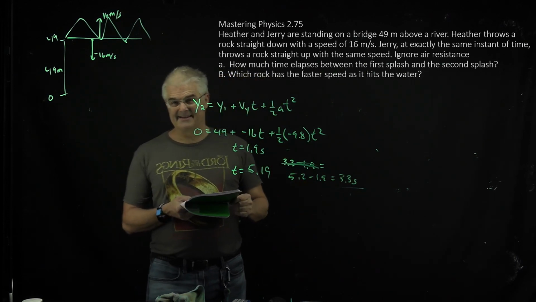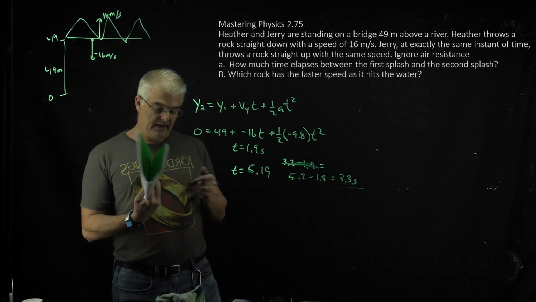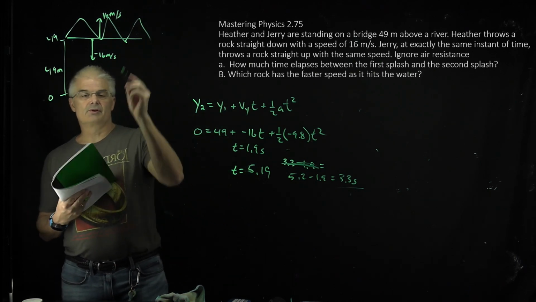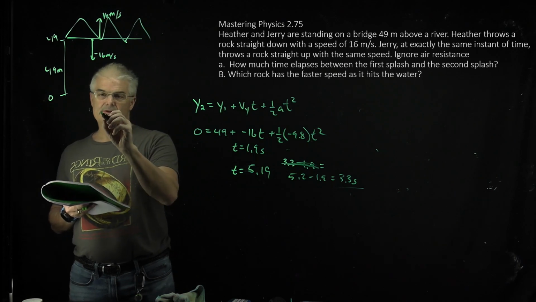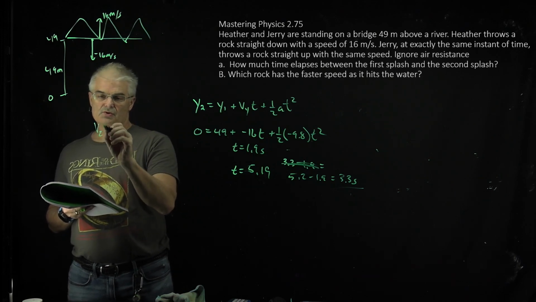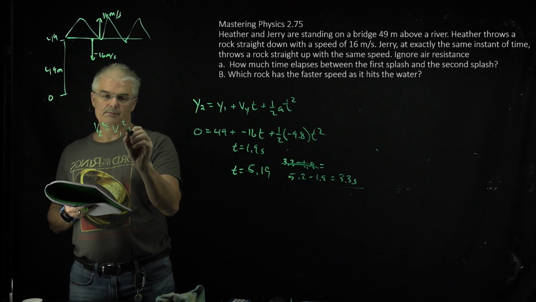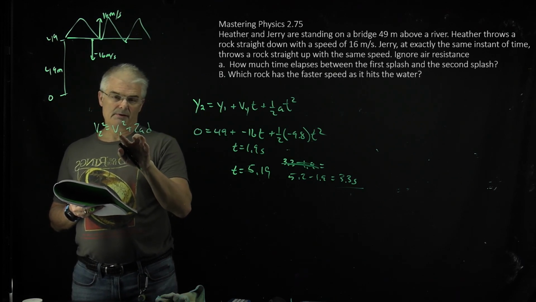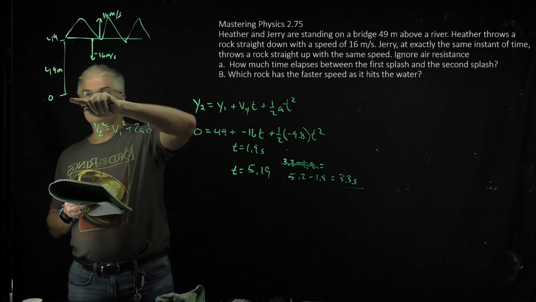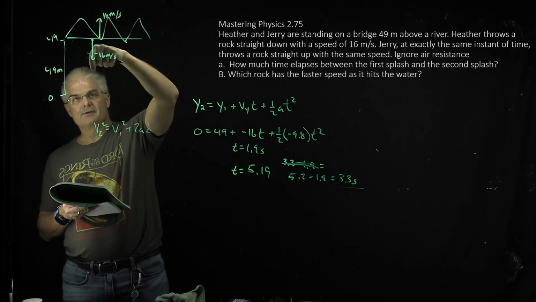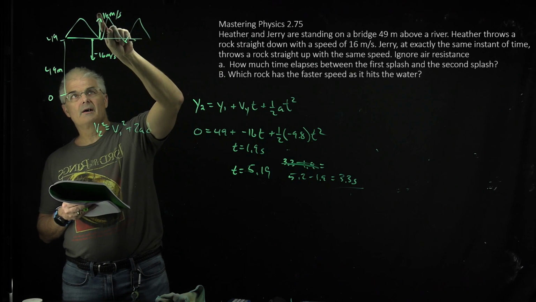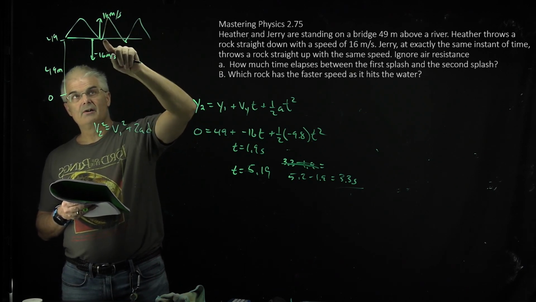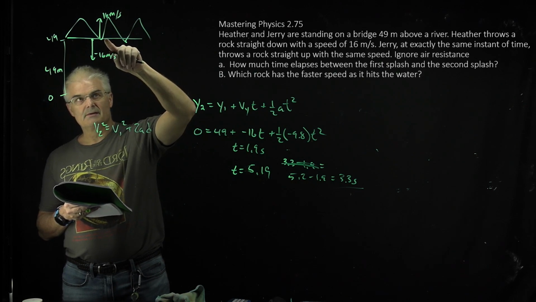Which rock has the faster speed as it hits the water? Now you could actually calculate that going, with initial speed and final speed and all that business using v2 squared equals v1 squared plus 2ad. So you can totally do this, but I would recommend that you don't, because the reality is the speed going down is negative 16. As you throw a rock up and it turns around and comes back down, because it's falling, it's going to have a negative 16 meters per second.